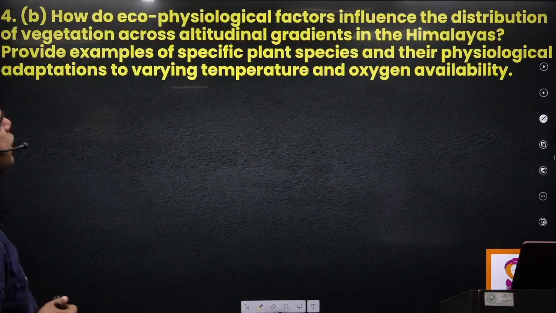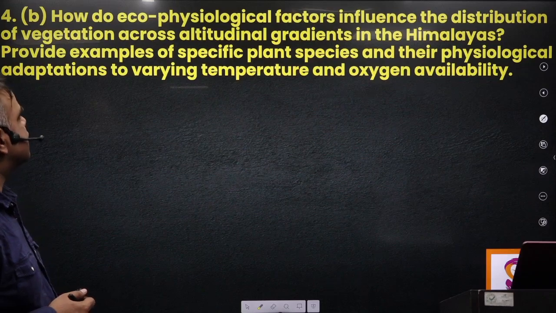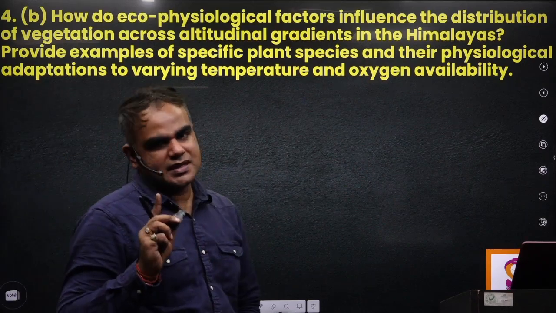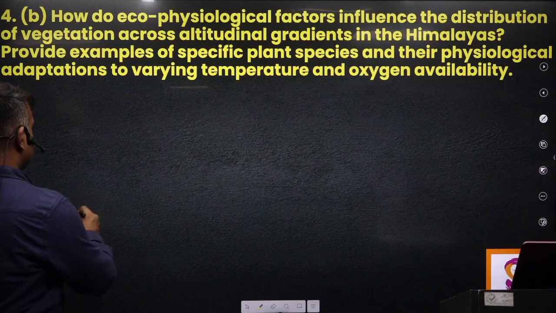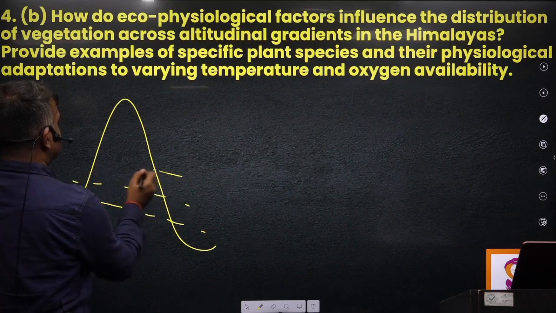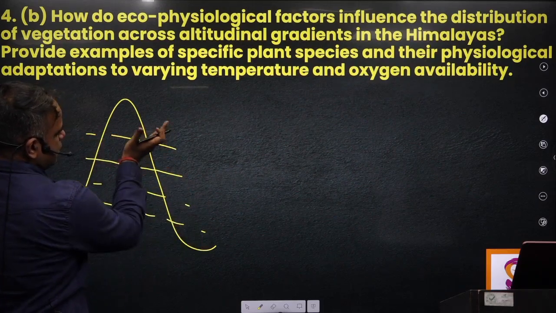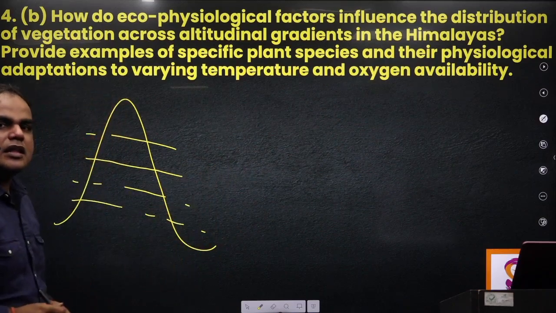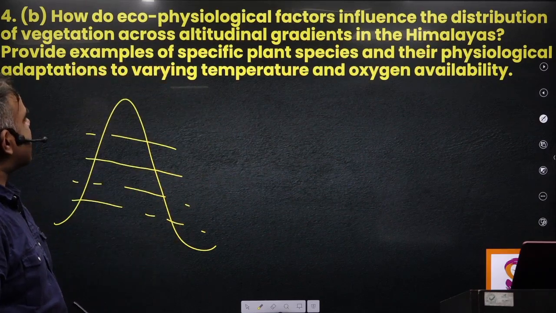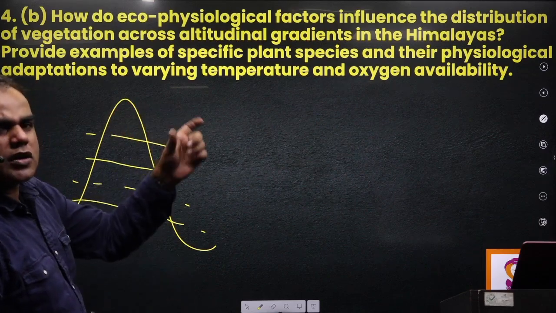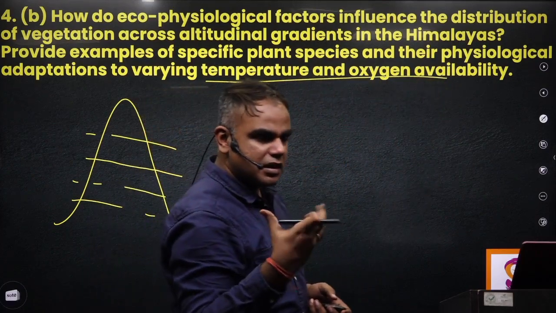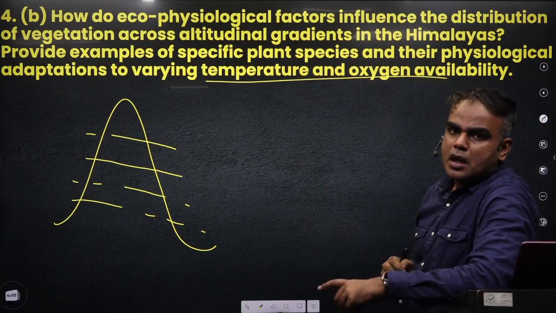Next: how do ecophysiological factors influence the distribution of vegetation across altitudinal gradients in the Himalayas? In this question, I am expecting that you will draw a very simple diagram of how vegetation changes as altitudes change, and mention the species in those zones. Here, give examples of specific species and their adaptations to varying temperature and oxygen availability. Every year you will get different questions.